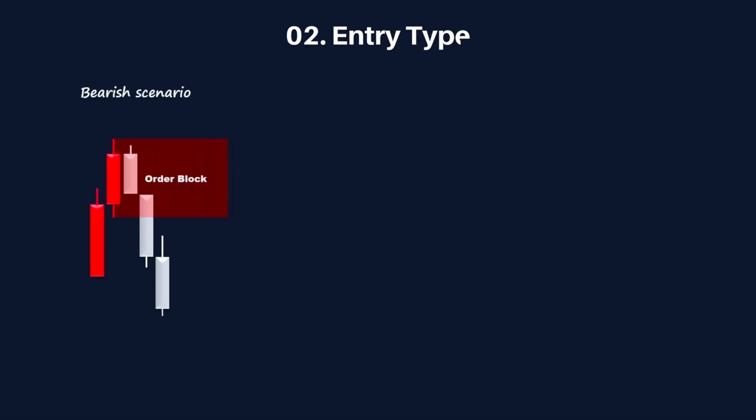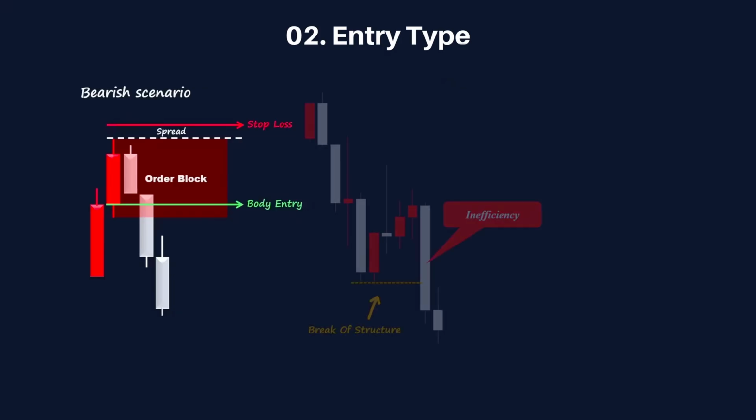Entry Model 2, Body Entry. The second method uses the candle's body instead of its wick. Rather than entering at the candle's extreme, your order is placed at the open or close of the order block, depending on the market direction. The stop loss remains beyond the wick, but the entry occurs much closer to the center of the candle. This tighter entry naturally reduces the size of your stop loss. A smaller stop means a better reward-to-risk ratio.